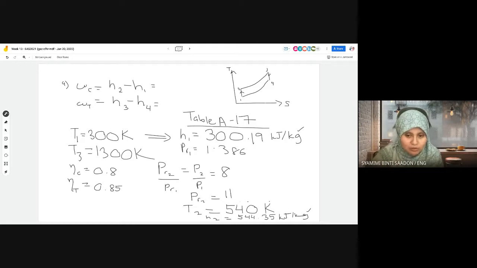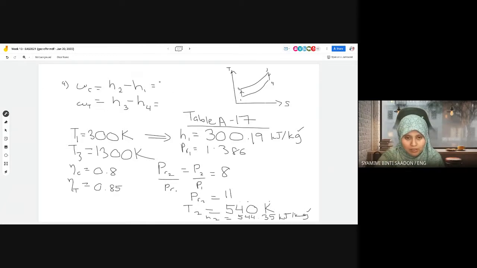Then we use the ratio, but this time for the turbine the ratio is the opposite, so 1/8, because the turbine is opposite, from 3 to 4. So we get PR4, and with that PR4 we get T4 and H4. The same method, just the reverse. We get H3 and H4, and that's how we calculate the turbine work.